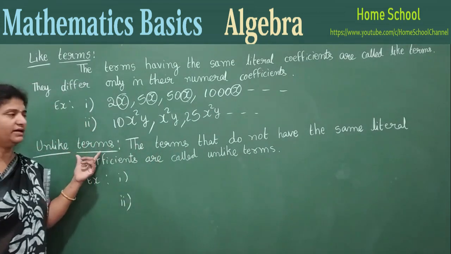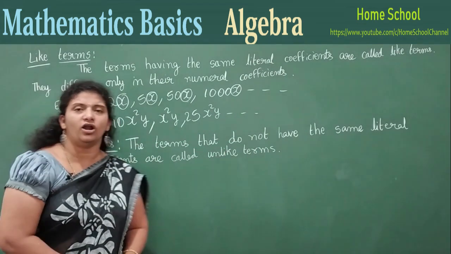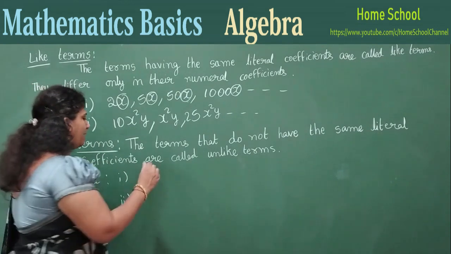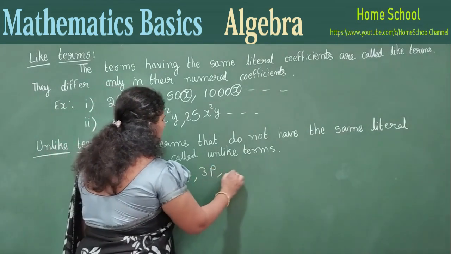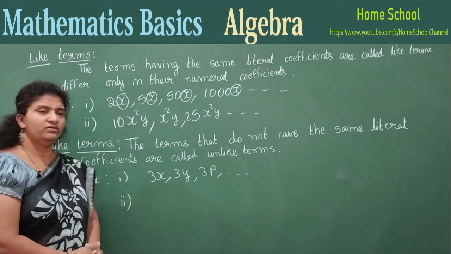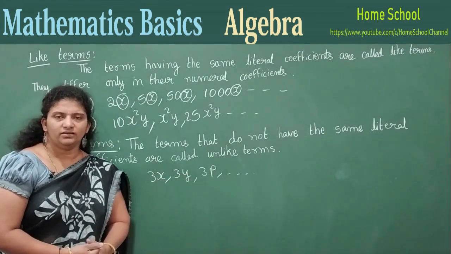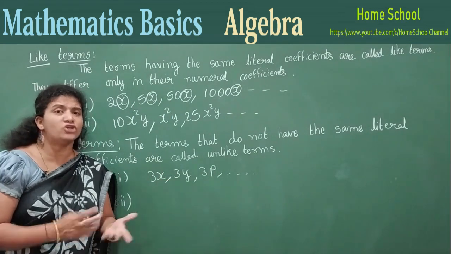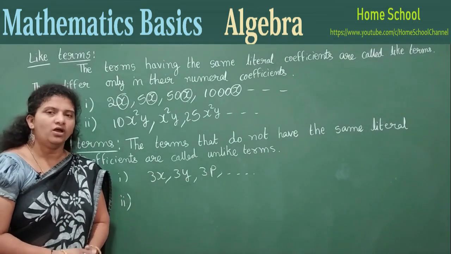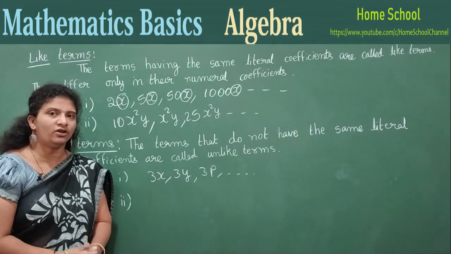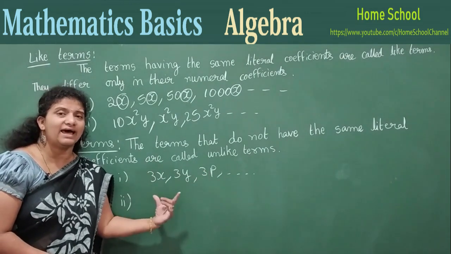Next, unlike terms. The terms that do not have the same literal coefficient are called unlike terms. Example: 3x, 3y, 3p, etc. Observe the literal coefficients x, y, p. In all these they differ, meaning they are not the same. Whereas the numerical coefficient is the same, we should not consider the numerical coefficient. Always, in terms, we should go by the literal coefficient. So these terms are called unlike terms.